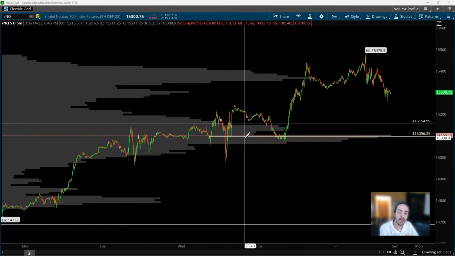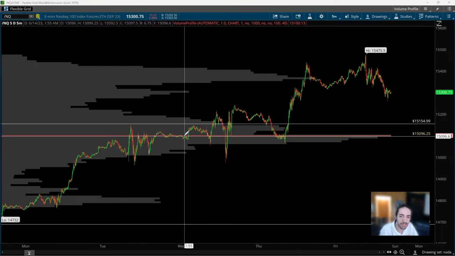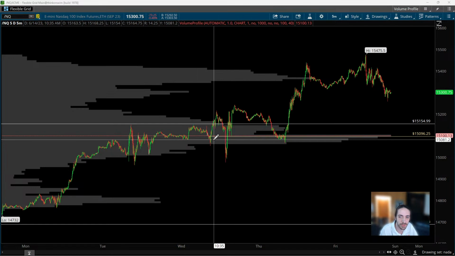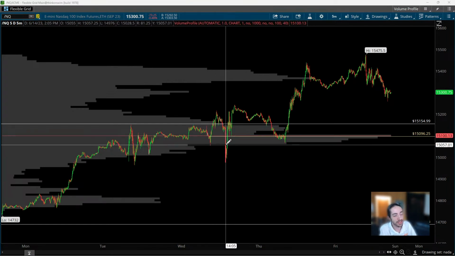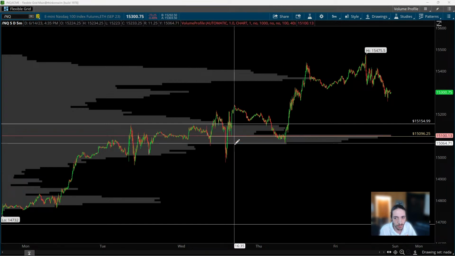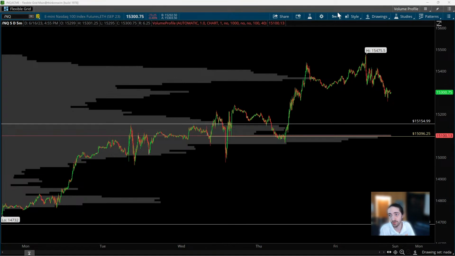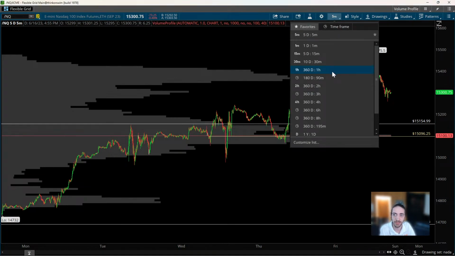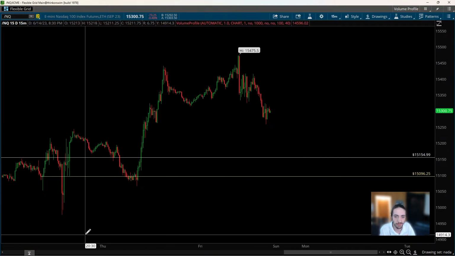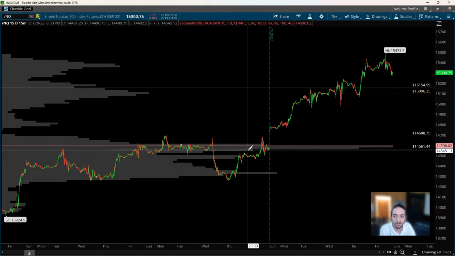This one was more of a resistance, because right here we were resisting it, and then it was support. But my problem with this level is when we were breaking it, we were breaking it pretty deep. So I would then go to a higher time frame and say, okay, let's look at the 15-day on the 15-minute and see if there's a better POC over there, right?